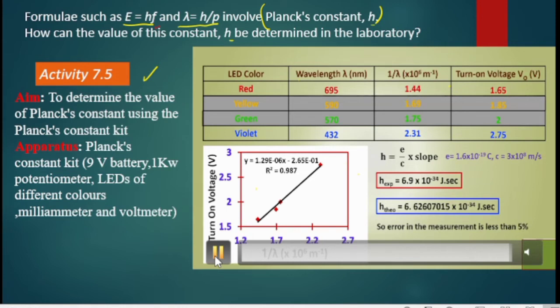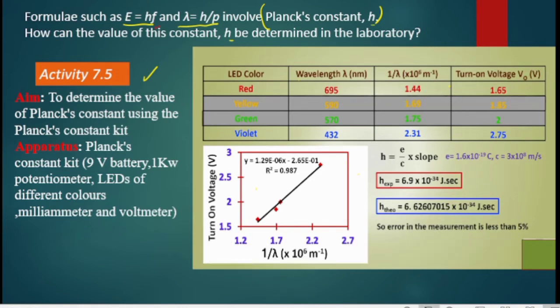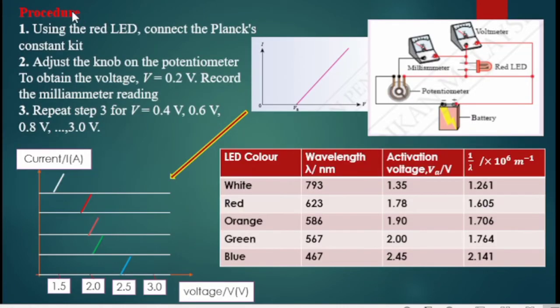Let's try using the procedure stated in your textbook to carry out the same experiment. So you can see the setup of the circuit. Procedure number 1: using the red LED, connect the Planck constant kit, and adjust the knob on the potentiometer to obtain the voltage V of 0.2 volt. Record the milliammeter reading. Repeat for V equal to 0.4 volt, 0.6 volt, 0.8 volt, until 3.0 volt.